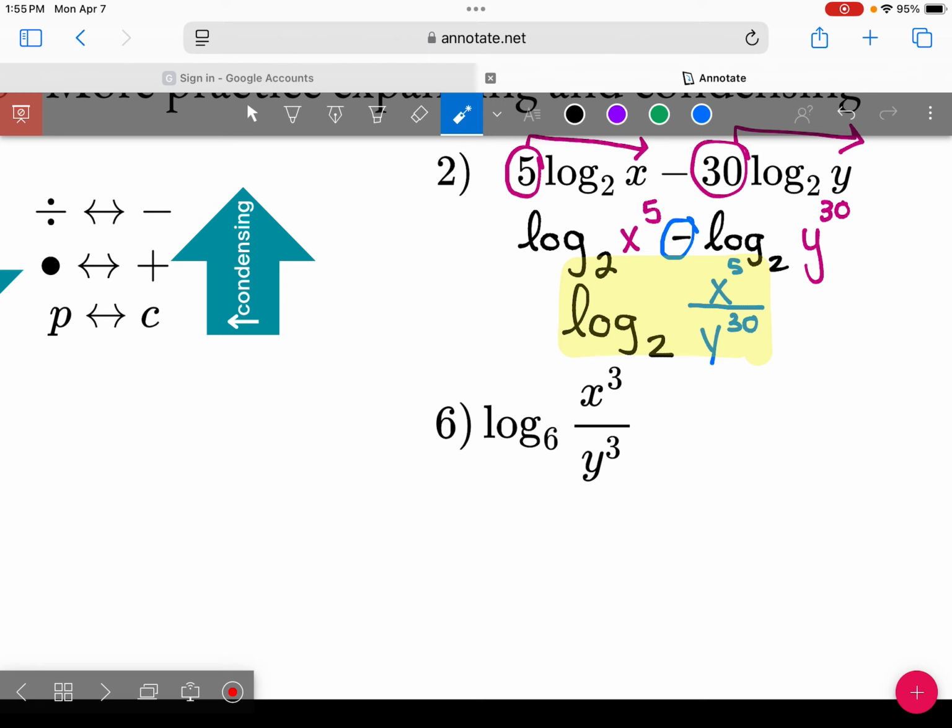Number 6 is kind of the same thing, but in the opposite way. Number 6, we're trying to expand it. So now we're going to go the other way. I'm trying to get this to have as many pieces as possible. We're done when each log has only one thing after it. So we need to get this to be as big as we possibly can. So what are we going to do first on this guy? What is our first step going to be here?